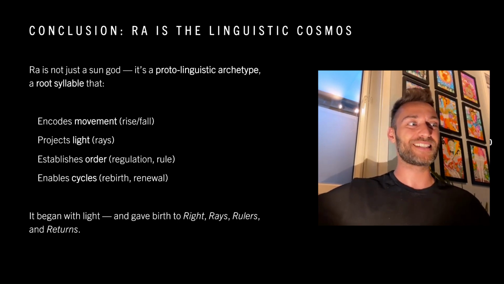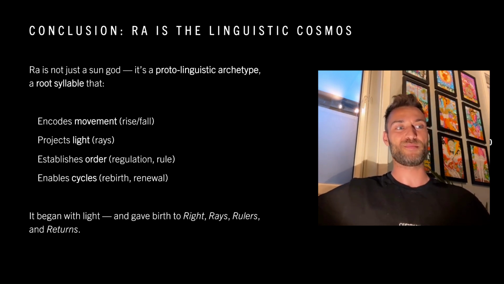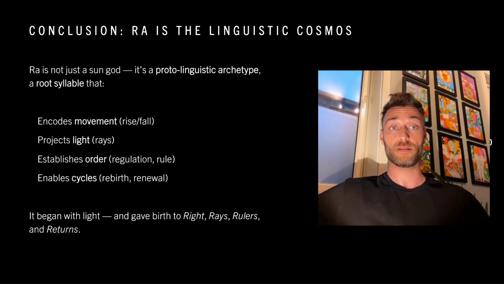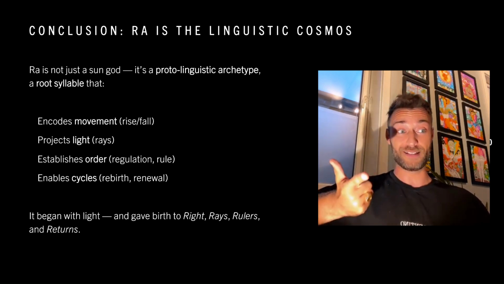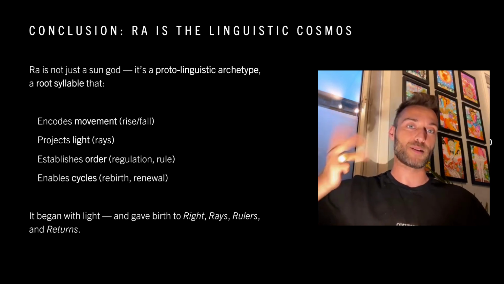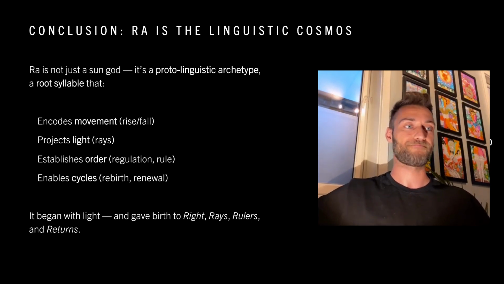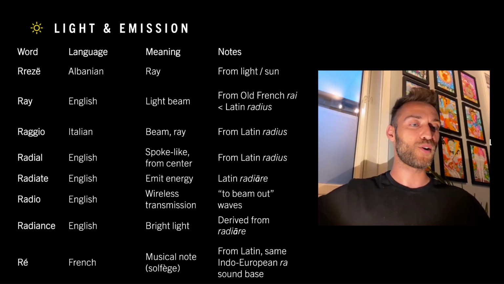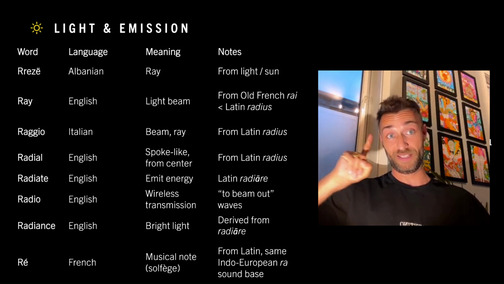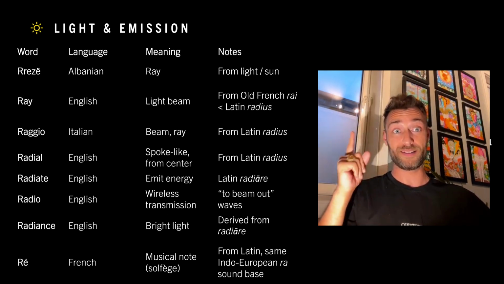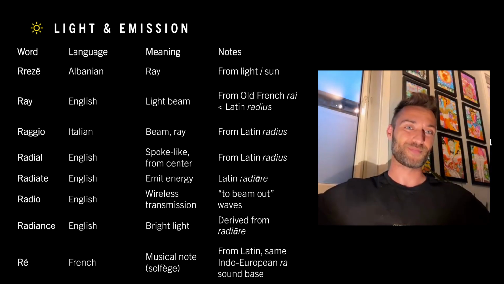Conclusion, Ra as the linguistic cosmos. Sure. It's not just a sound god, it's a proto linguistic archetype, a root syllable that encodes movement, projects light, establishes order, and enables cycles. That is what it does. This is just a little bit more. As you can see, just pause it and double check it with yourself and your own knowledge. But you will see that this idea of the sun, the center, the all, this light, would create all these other words.